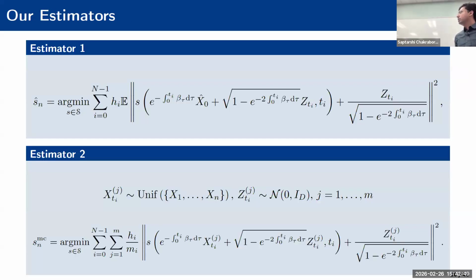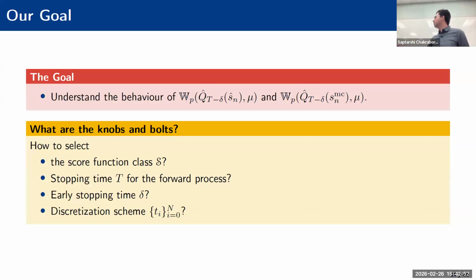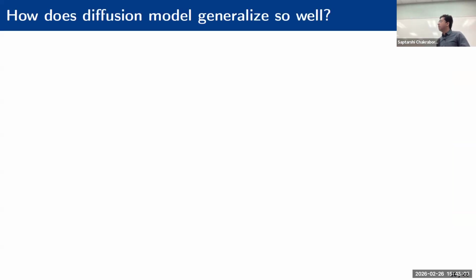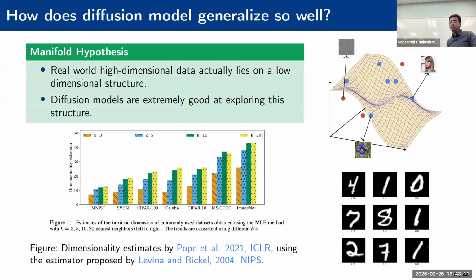All right, moving on. So we want to get sufficient conditions on all these things. At the same time, we want to get an optimum rate for this Wasserstein distance between the observed and the estimated. Now, we want to understand how these diffusion models generalize so well. So one idea comes from the so-called manifold hypothesis. It says that real data often lies very close, well, maybe not exactly, but very close to a low-dimensional structure within this high-dimensional data space. And diffusion models, or in general deep learners, are extremely good at capturing this low-dimensional structure.